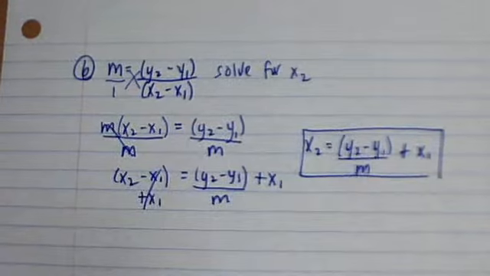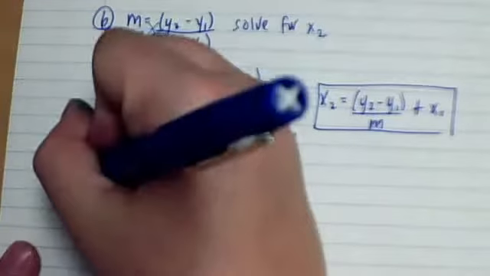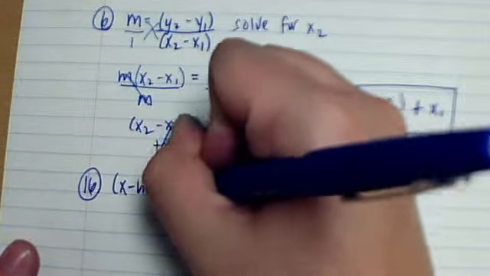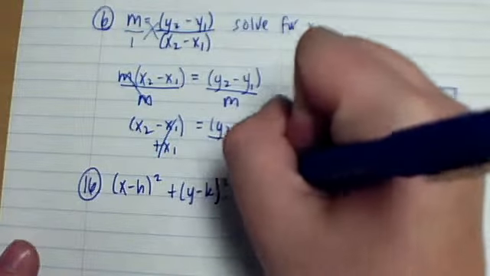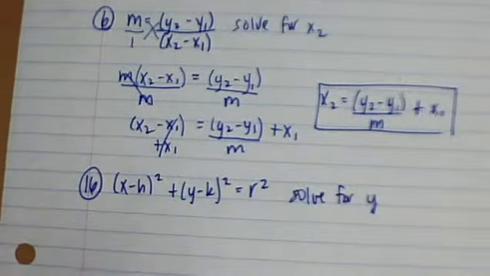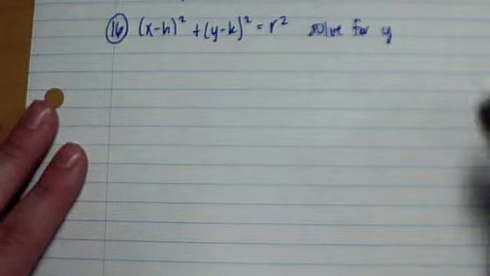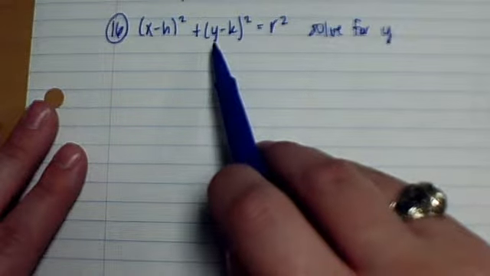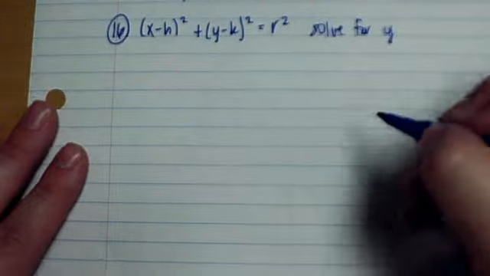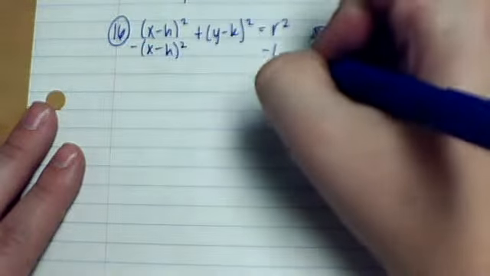Another one would be, let's see, number 16. We have (x minus h) squared plus (y minus k) squared equals r squared, and I want to solve for y. Okay, if we look, here's our y, that's what we need to isolate, so I need to get rid of this piece, and then I need to get rid of the k and that squared. So first I'm going to get rid of this piece since it's not directly attached.